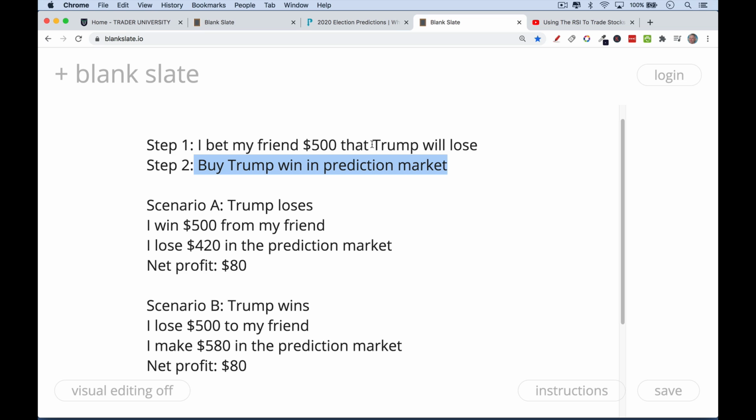So how does this work? Well, let's look at two scenarios. The first scenario is Trump loses, as I bet my friend that he would.